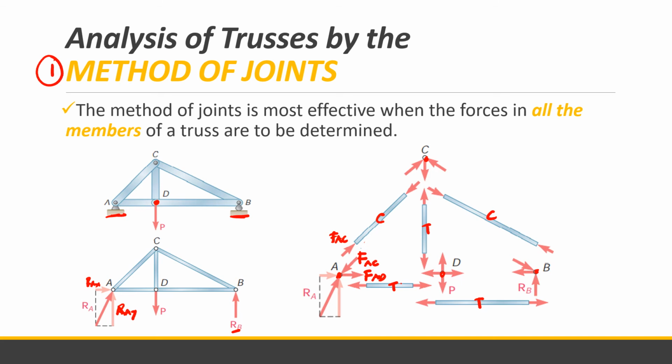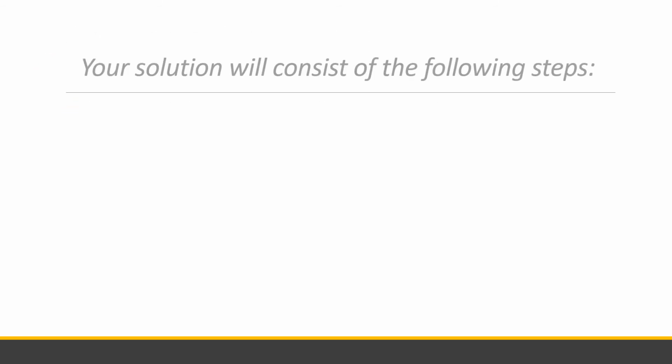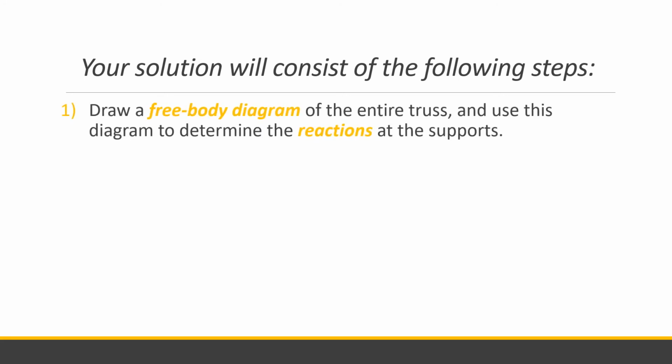So there are steps in analyzing trusses using method of joints. So your solution will consist of the following steps. First is, pinaka first, since first discussion natin, draw a free body diagram of the entire truss and use this diagram to determine the reaction at the support. So, yung figure kanina, say for a simple truss, ganito, and force applied here. This is hinge and this is a roller.